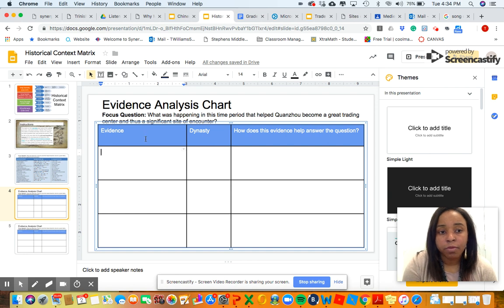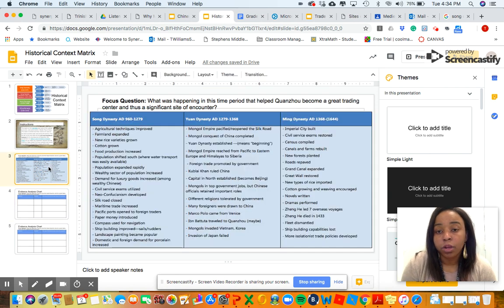So what from this chart do you think? It's your own personal opinion. What do you think made Quanzu such a great place to trade based off of the information on this chart? I'm going to go for the Song Dynasty, and I'm just going to read. The first one says agricultural techniques improved. If I don't know what that is, then I probably would skip it. Farmland expanded. That means that you can grow more things. New rice varieties grown, so different types of rice. Cotton is grown. Food production increased.